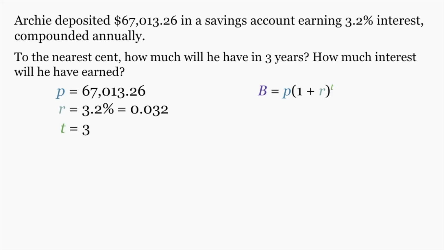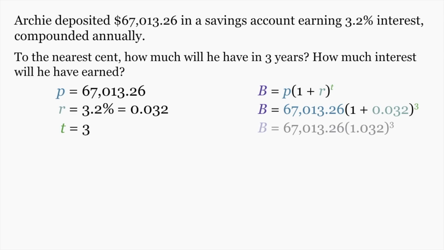Now substitute the values for P, R, and T into the compound interest equation and solve. B equals 67,013 and 26/100ths times 1 plus 32 thousandths to the power of 3. 1 plus 32 thousandths is 1 and 32 thousandths. 1 and 32 thousandths to the third power is 1.099, and the decimal keeps going. Don't round this decimal number yet.